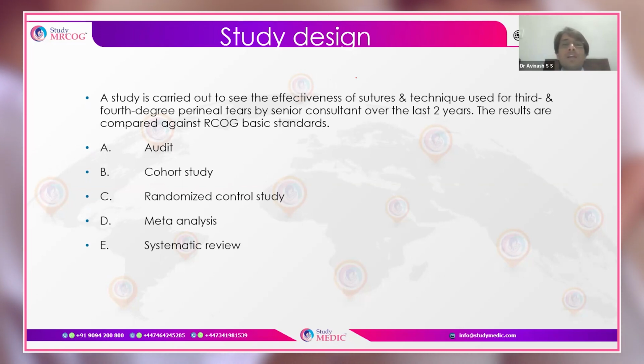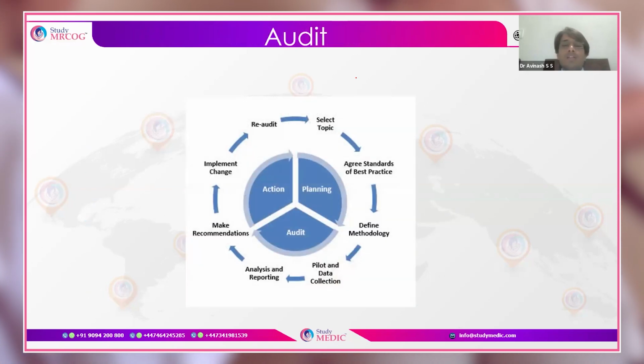Okay. So the intention is to see the effectiveness of the sutures, how they are practiced or not. Then they go and measure the effectiveness over the last 2 years and compare against the RCOG basic standards to see whether it is effective or not. So it is an audit. You can see the audit has 3 stages: planning, audit, and action stages.